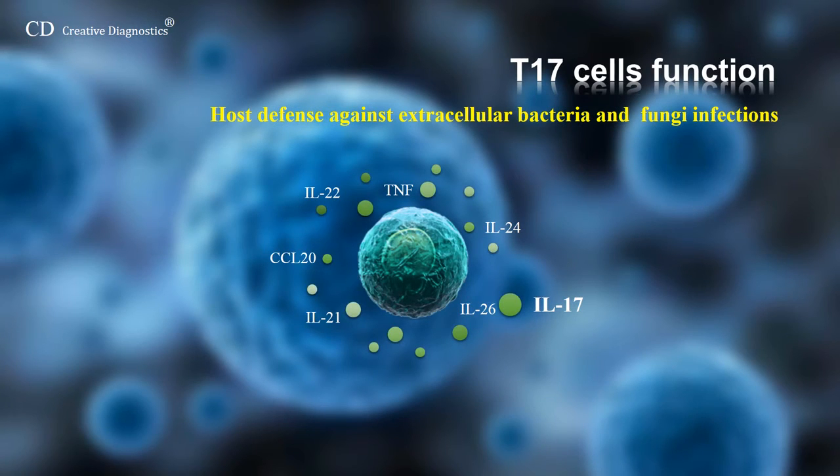Th17 cells are involved in host defense against extracellular bacteria and fungi infections. Much of the pathogenic functions of Th17 cells have been attributed to the secretion of interleukin-17, which promotes pathology and enhances inflammation and tissue damage.